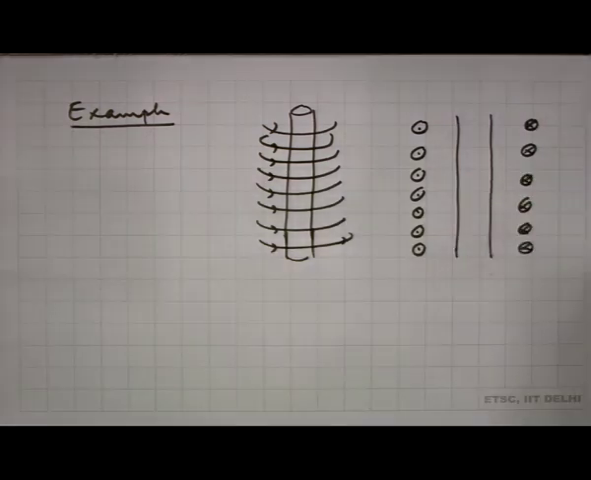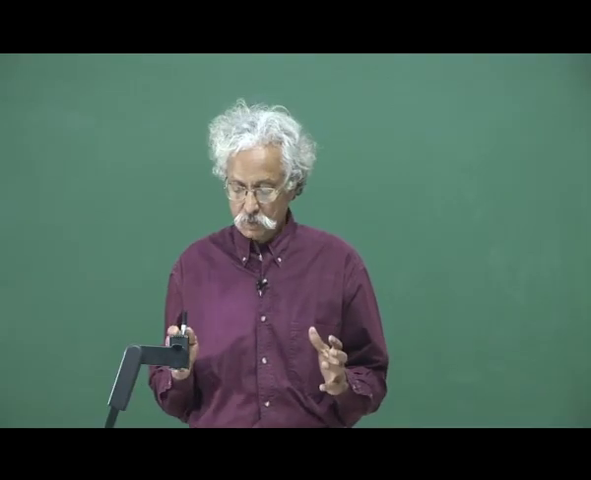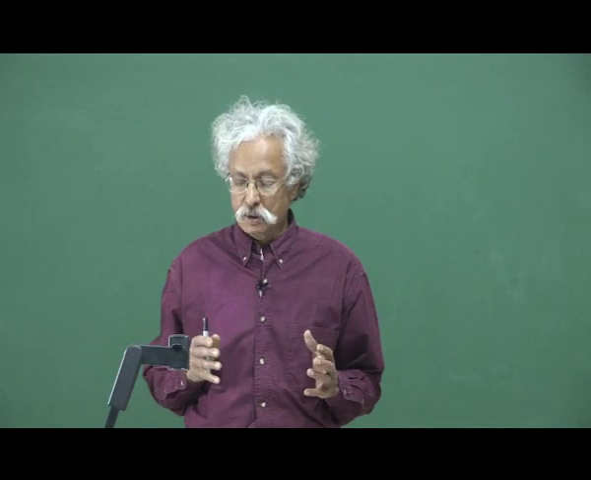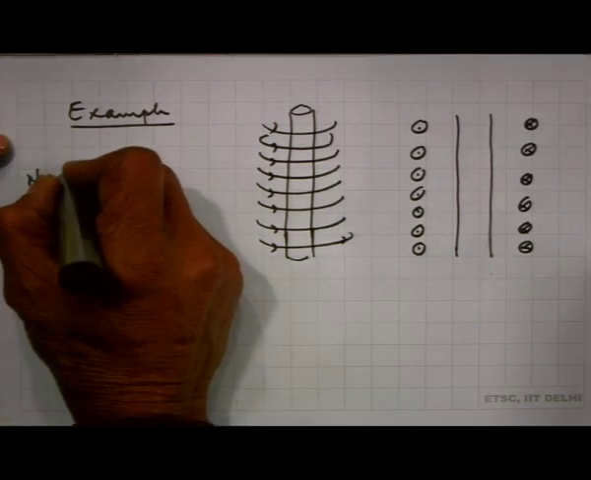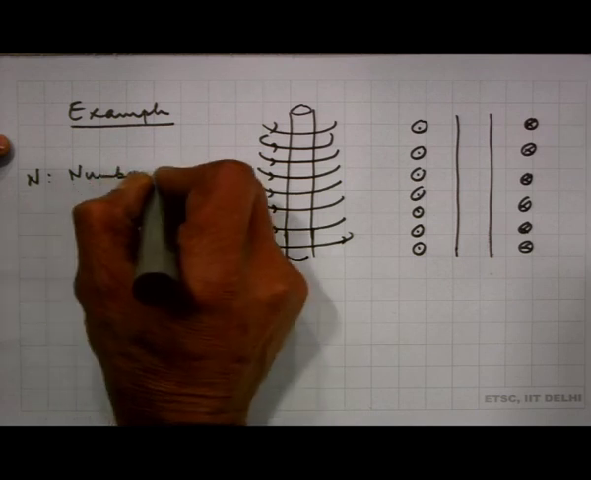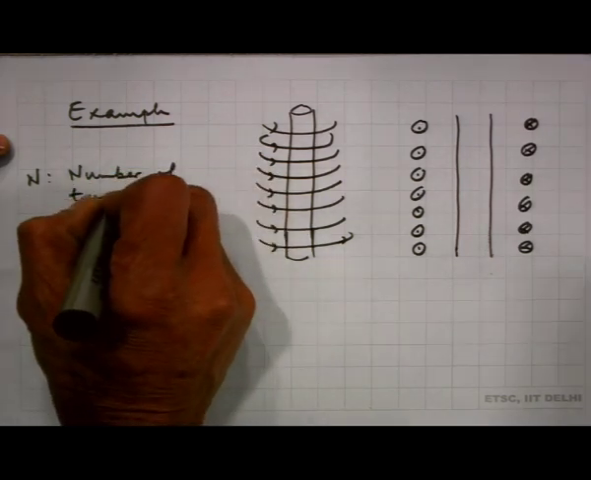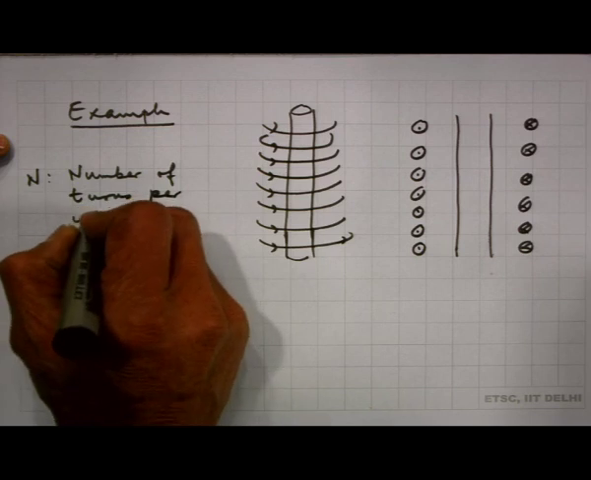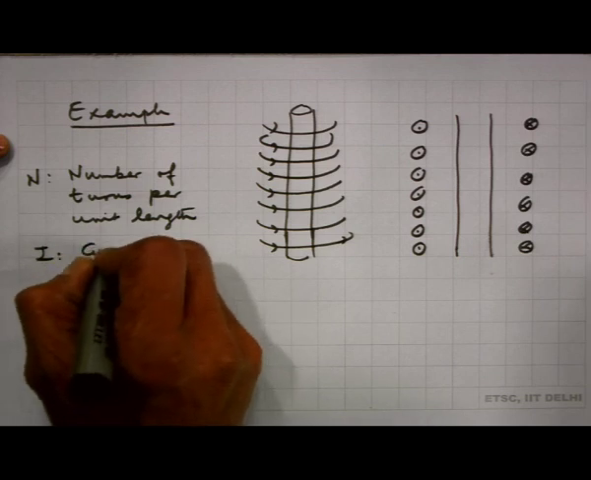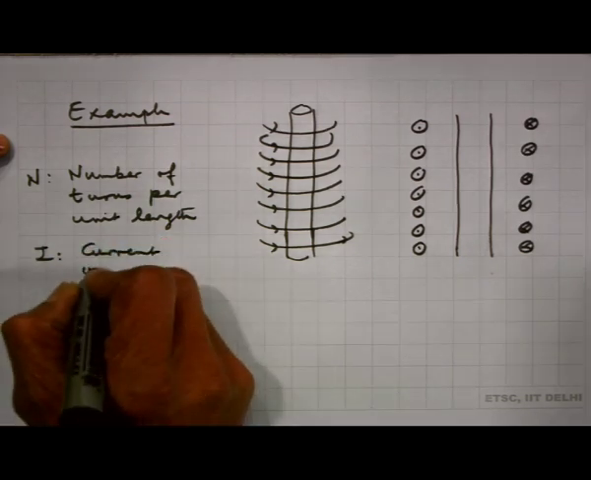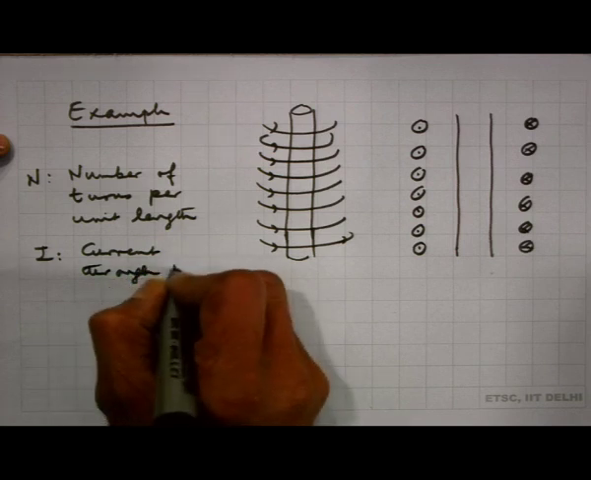Now, in the earlier example I had assumed that the material was filling the entire solenoid. Now, what happens if the material does not fill the entire solenoid, but is only part of the solenoid? As I have drawn here, I have a solenoid which has a winding, and again let me assume n is the number of turns per unit length, and I is the current through the wire.